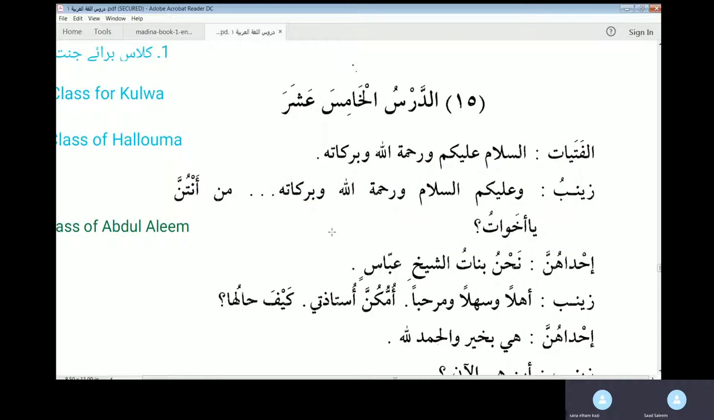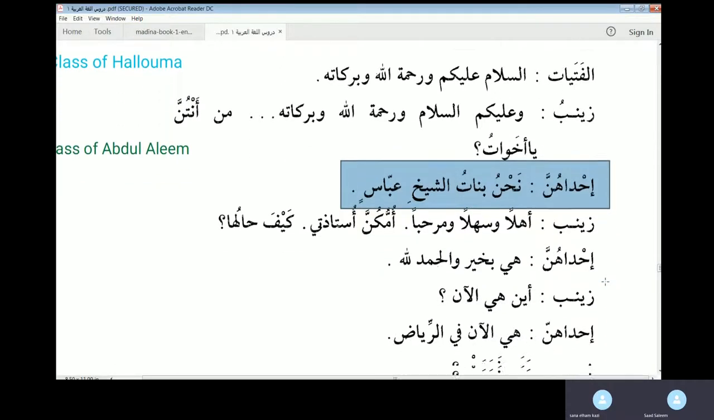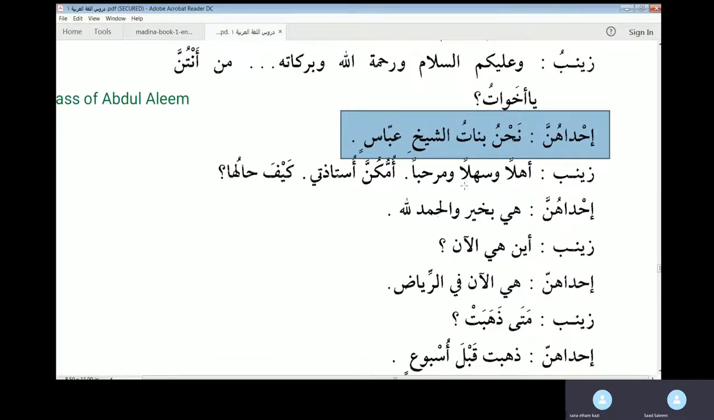If it is how are you all, how do you say that? Kaifa antunna. The who are you all, oh sisters? Ihdahunna. So one of them is saying, Nahnu banatu shaykhi Abbasin. We are the daughters of Sheikh Abbas.